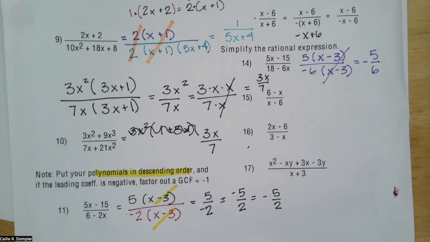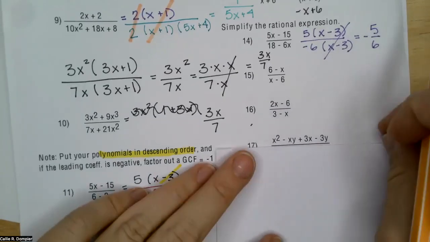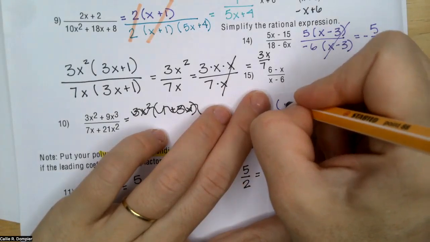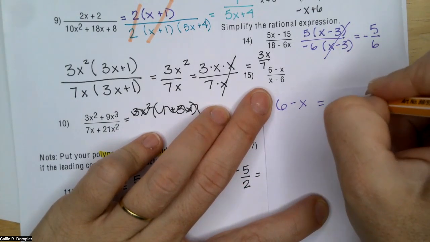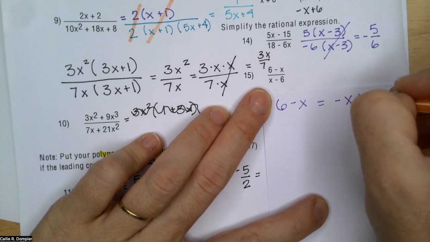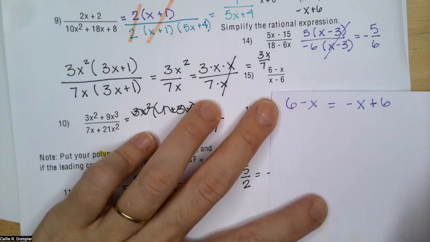Good. All right, 15 looks confusing, but we can do it, don't worry. 6 minus x. Put it in descending order. Negative x plus 6. It's not minus 6 because that 6 is a positive.